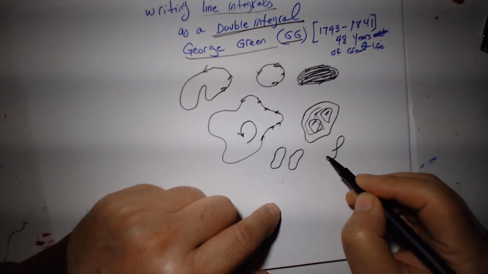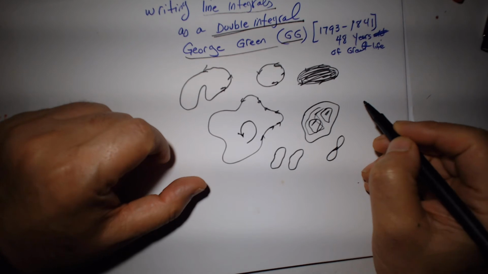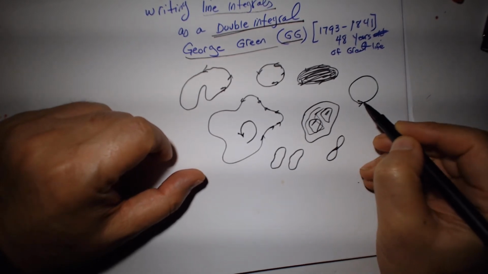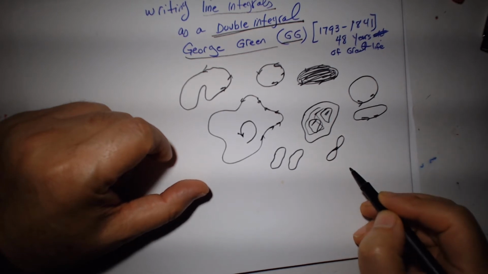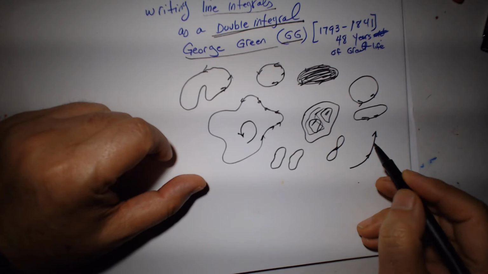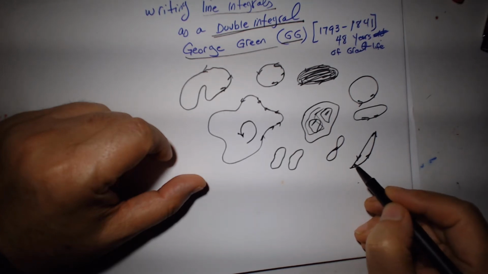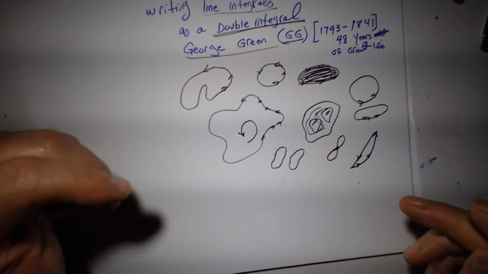And they also cannot be overlapped. It has to be very simple, like a circle, counterclockwise, like an ellipse, counterclockwise. It could become part parabola, part line. It could be any combination, but it has to be a simple region.